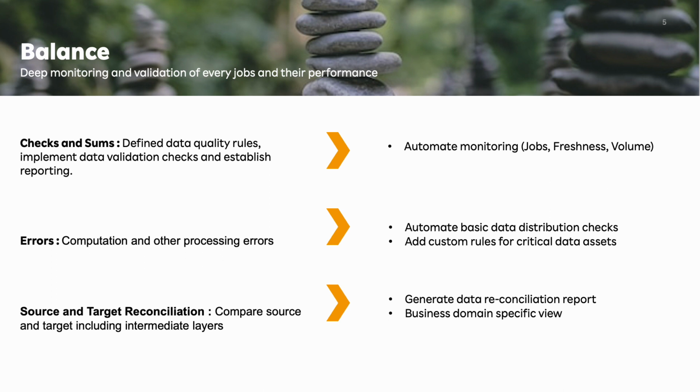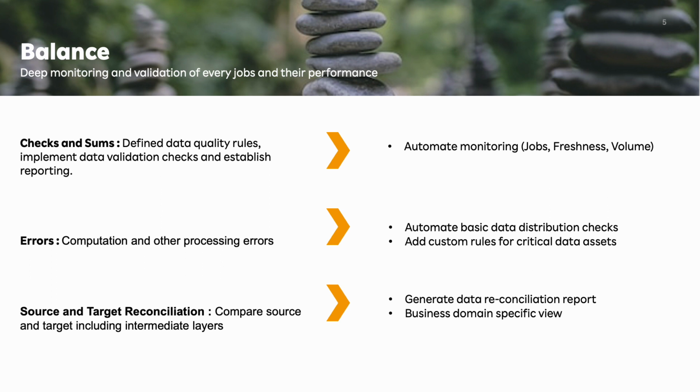So that's why the balance is so important, so that you should be able to check and sums at every stage in your data movement lifecycle for all the jobs, for all its executions. Any kind of errors, we should be able to automate that, okay, what is going wrong, what rules failed, and why something failed. Source and target reconciliation is very important.